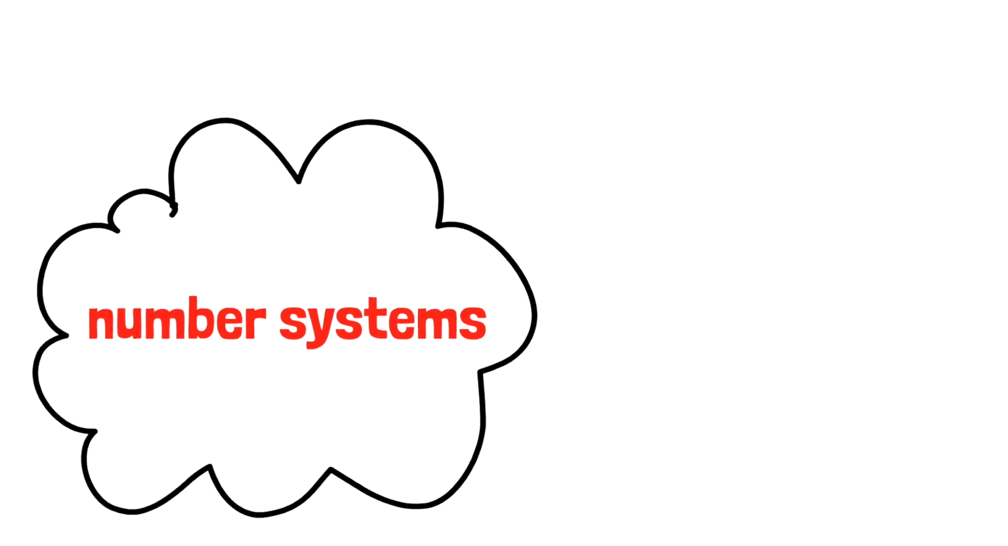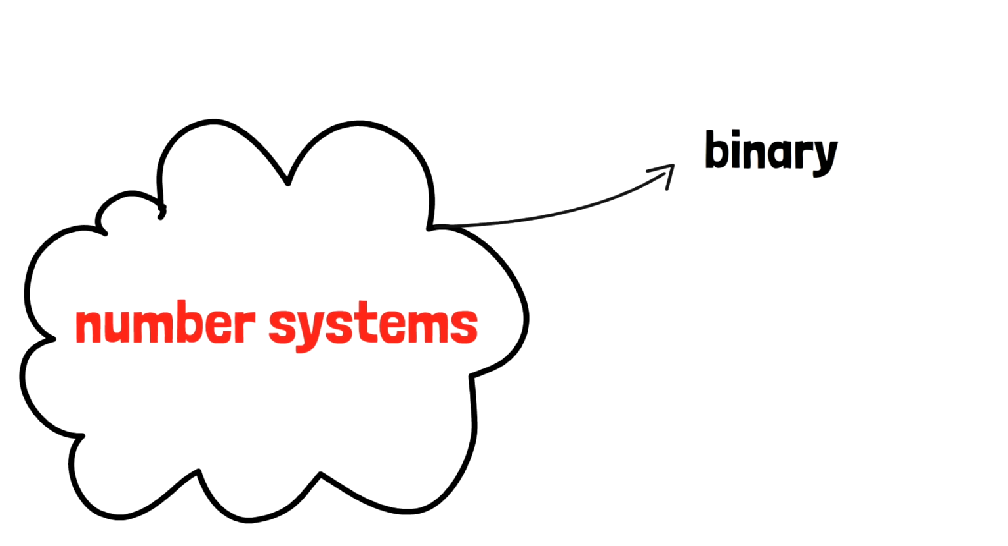All of IGCSE Computer Science. Let's begin with the number systems. Starting off with the first number system, the binary number system. This is a base 2 number system and has two possible values, 0 and 1.